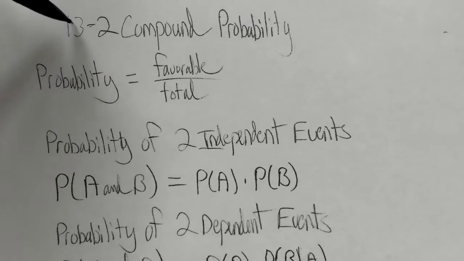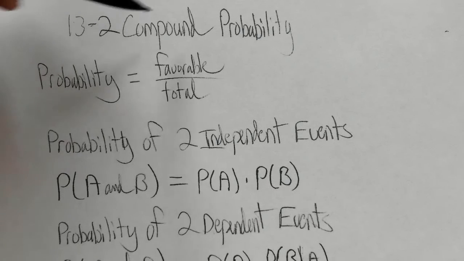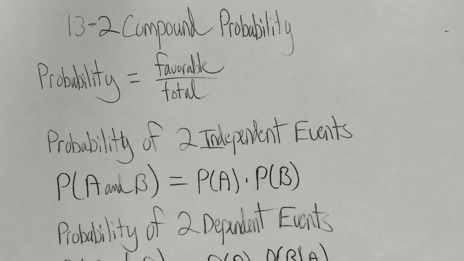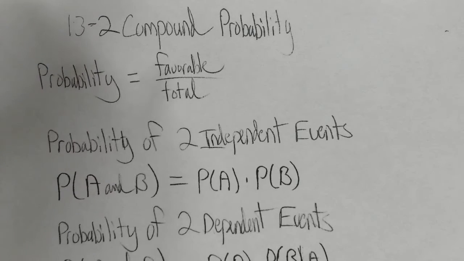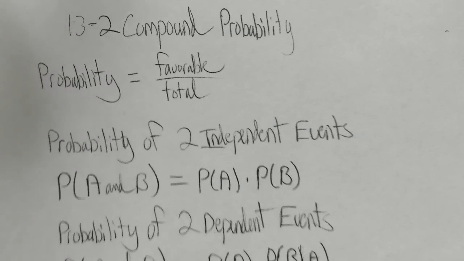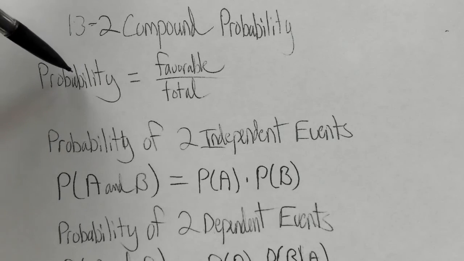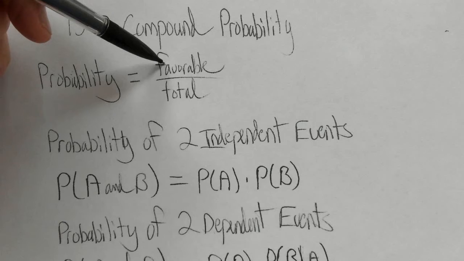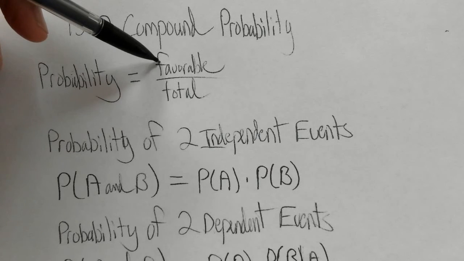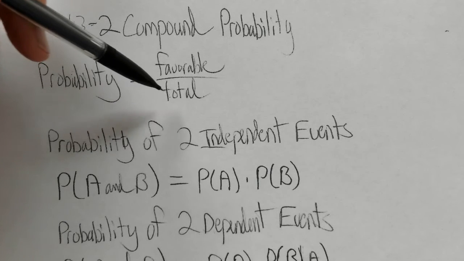Okay, in this section 13-2, we're talking about compound probability. In the last section, we just talked about a single probability. Now we're talking about compound probability, which is the probability of more than one event happening. Just to review, remember, probability is favorable over total, meaning what you want over the total number of possibilities.